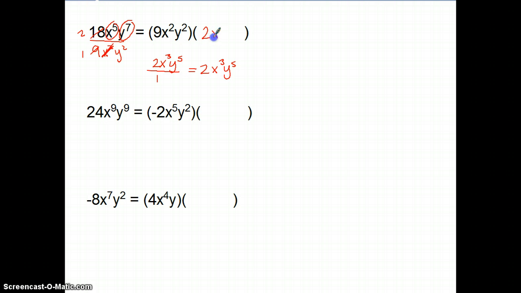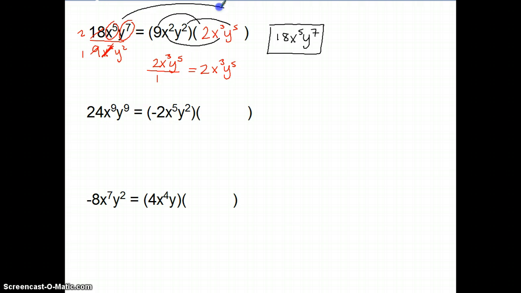So what we just found is that if we multiply these two things together, we will end up with our original term. Let's try it out to make sure we didn't make a mistake. 9 times 2 is 18. Multiplying my x's, I add the exponents to get x to the 5th. Multiplying my y's, I add the exponents to get y to the 7th power. And that is what we started with, so we did this correctly.